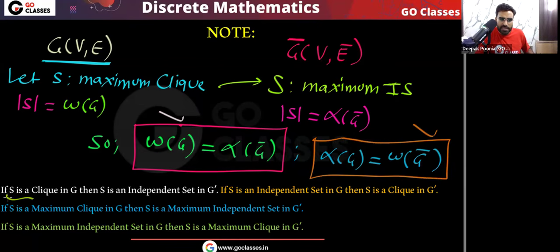You can see, if S is a clique in G, then S will become an independent set in G complement, because in G complement we have those edges which are not in G. We complement the edges. Clique means pairwise adjacent vertices, independent set means pairwise non-adjacent vertices. So when we complement the graph, a clique becomes an independent set and vice versa. If S is a maximum clique, it becomes a maximum independent set, and a maximal clique becomes a maximal independent set. Very simple, I hope you understood all these points.